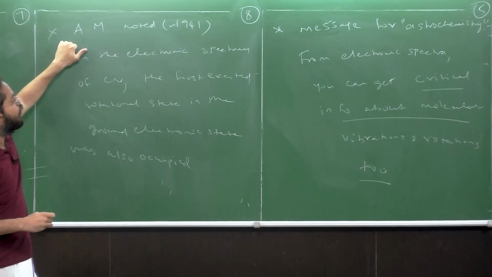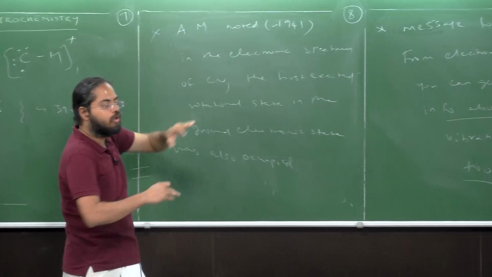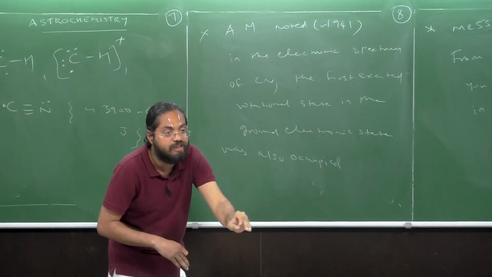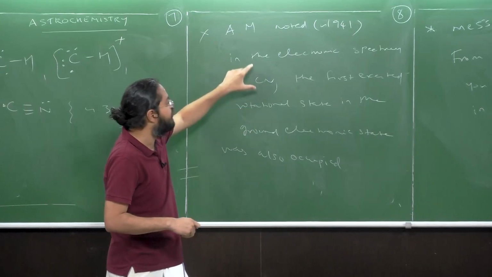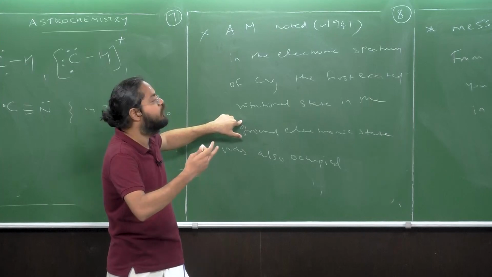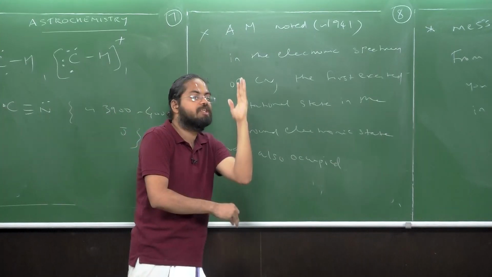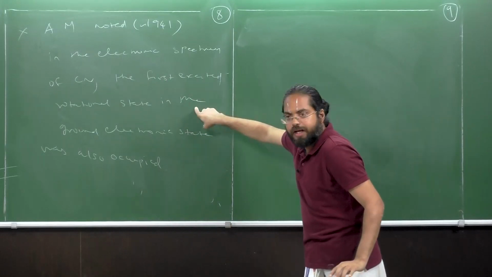McCarroll in 1941 got the critical information that some molecules of CN are not always in the ground rotational state of the ground electronic state, but some of them could also be in the first excited rotational state. All right. How did he do this? He could do this by measuring the intensities. So how did he get this information?